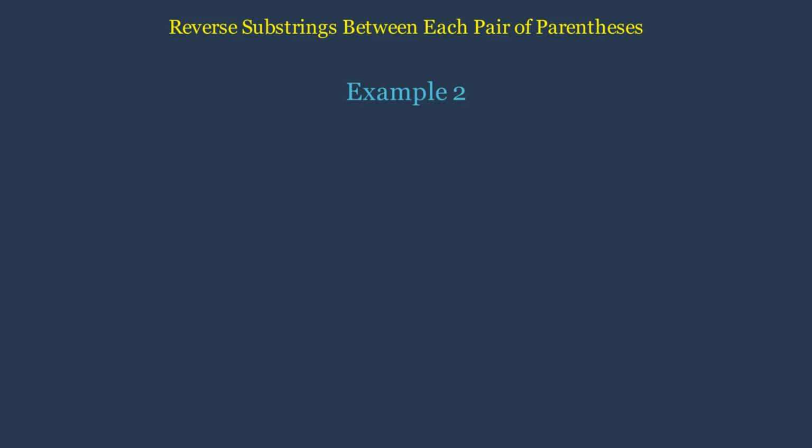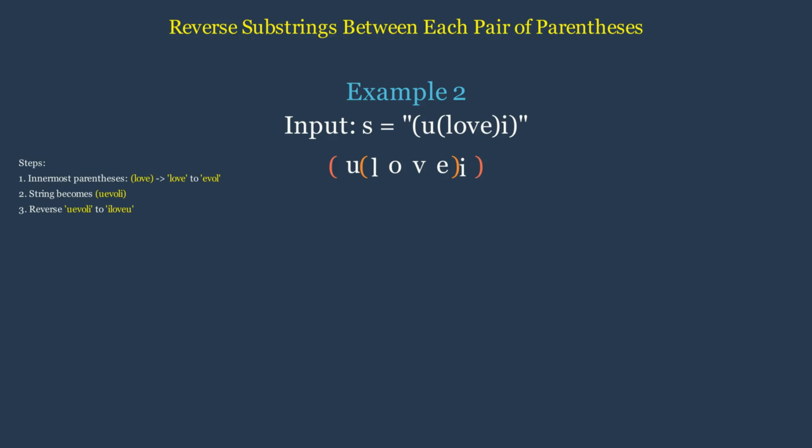Now, let's look at example 2. Our input string is (u(love)i). We have a more complex structure here with nested parentheses. Let's go through the steps. First, we focus on the innermost parentheses containing love. We reverse this to EVOL.